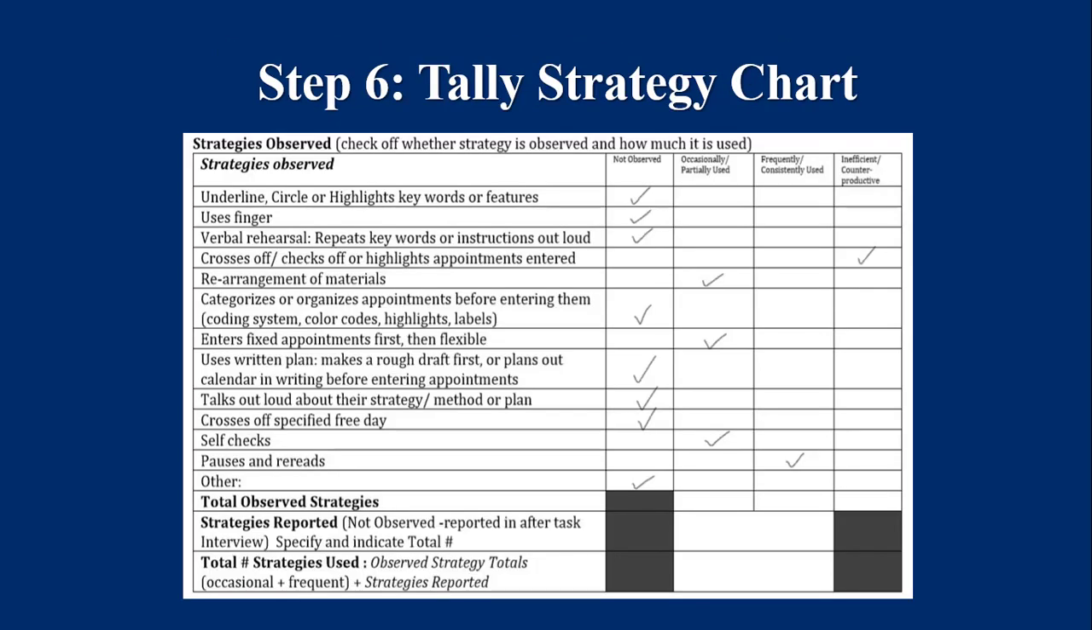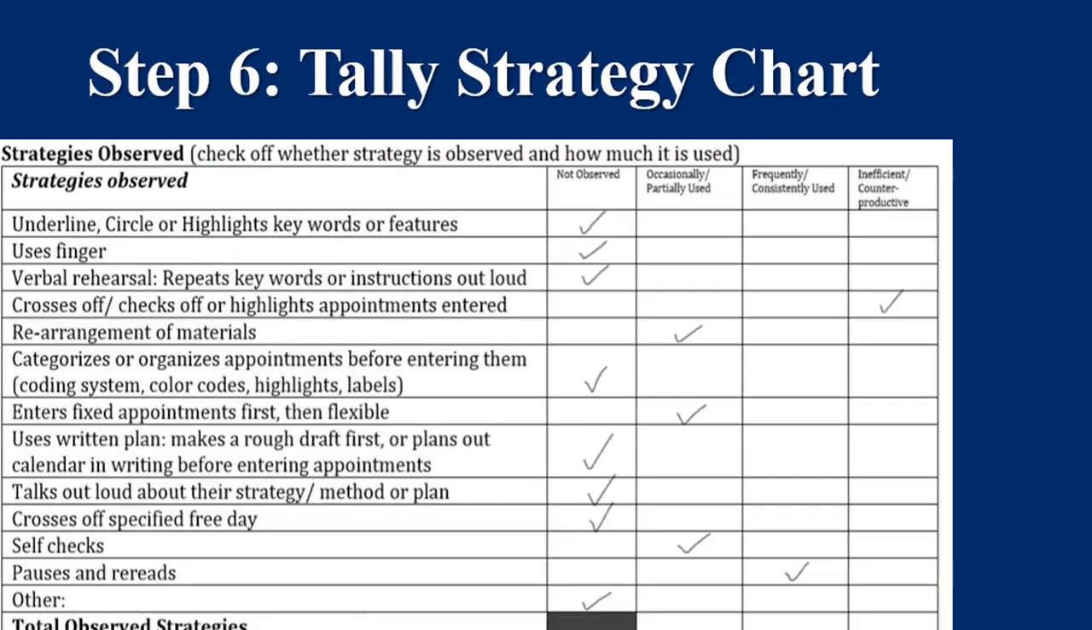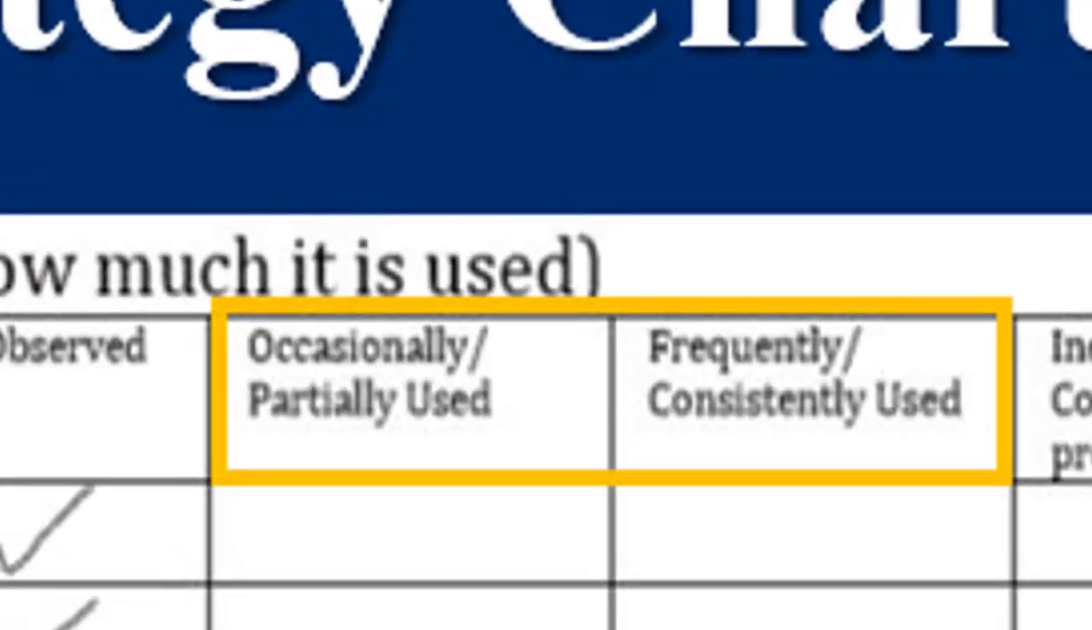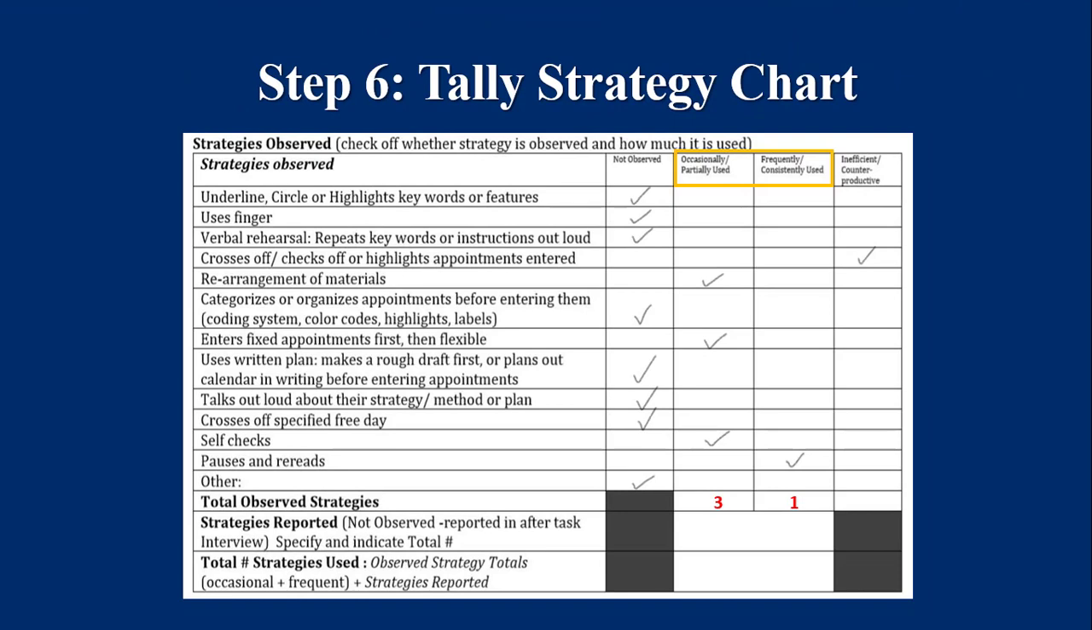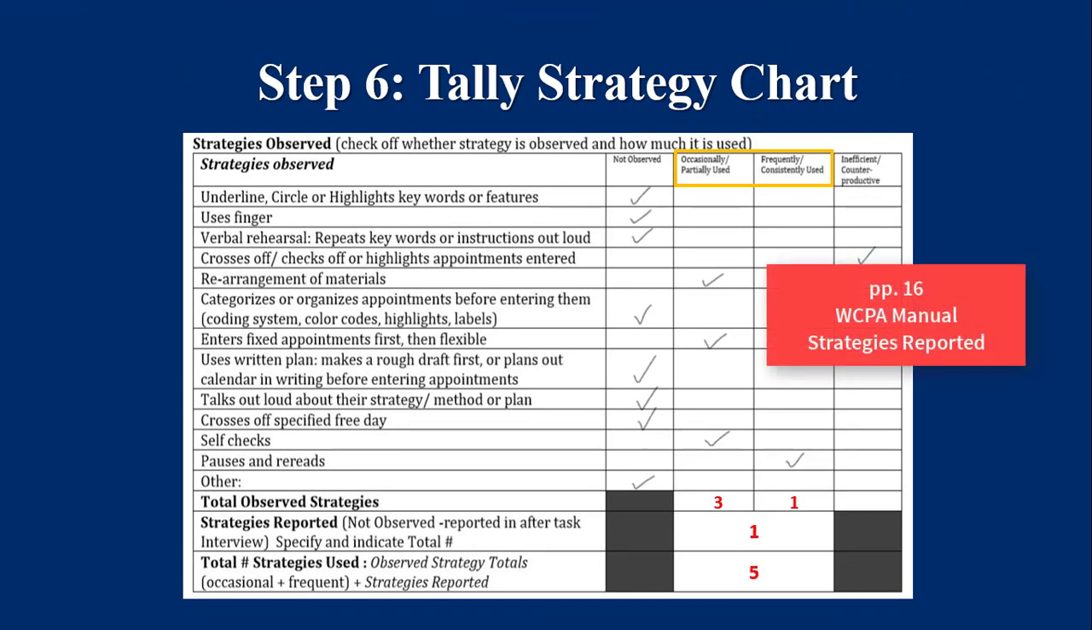Step 6 involves tallying the strategies observed and reported. Only tally the strategies used occasionally and frequently. Do not include inefficient strategies. Strategies reported are indicated in the after-task interview.